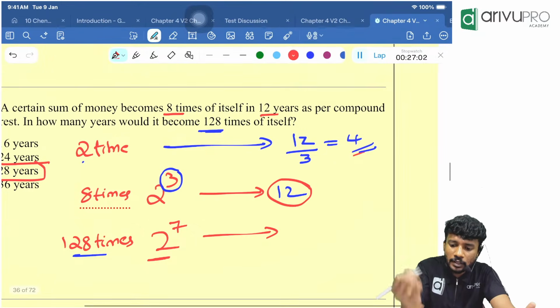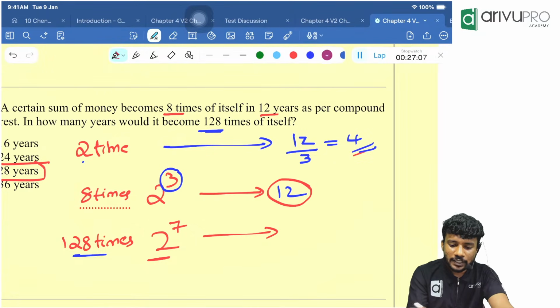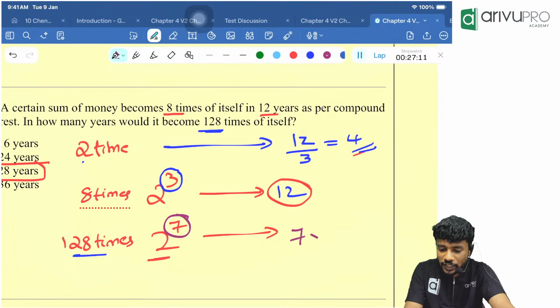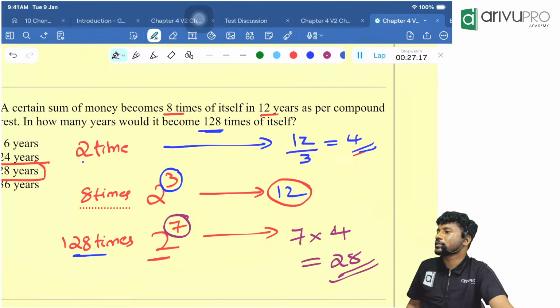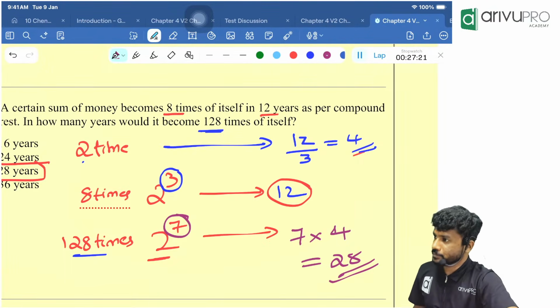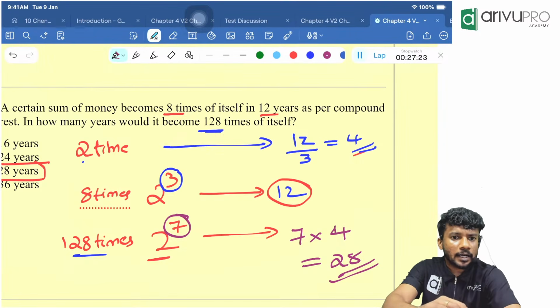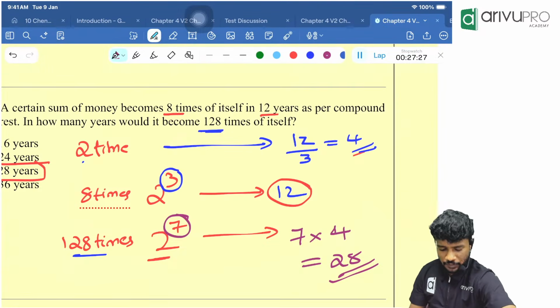Once I have the 2 times, then easily I can find the 7 times, 2 raised to 7. That is very easy. 7 into 4 years, that is 28 years. That is my answer. Is that clear, Abdul? Please confirm. Yes. Pakka people? Done na? Okay. Then, please confirm, Abdul, so that I will get peace. Yes.